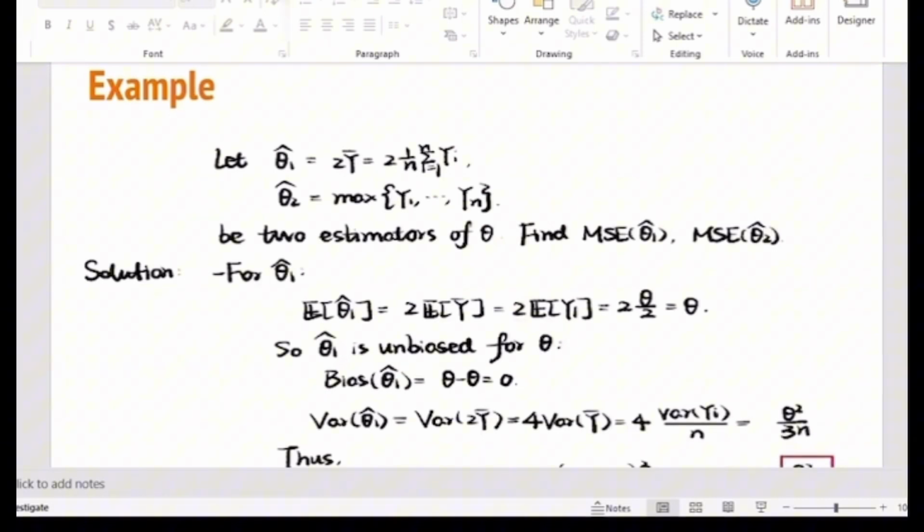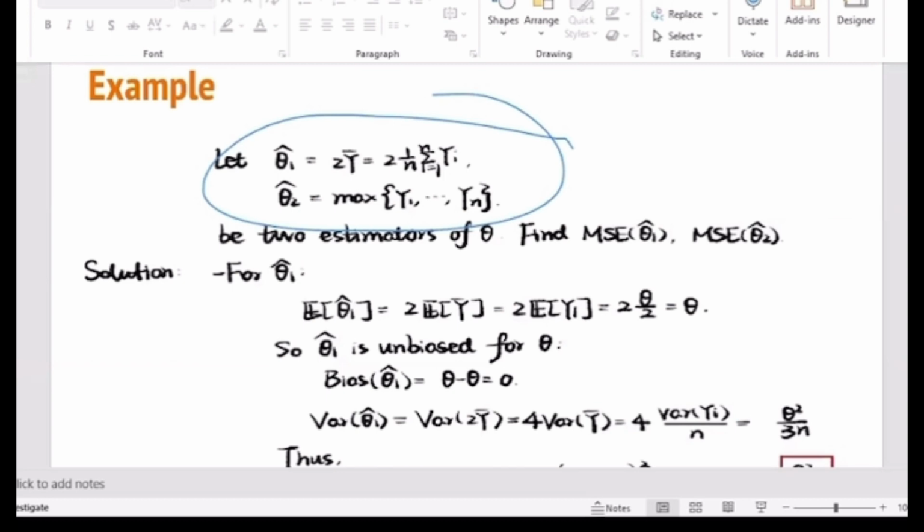Take a look at this. These two estimators were suggested because there could be more than one estimator. An estimator is a method, don't forget, that we use to have a numerical summary of the sample. Now the first estimator suggests, if you want to find the unknown parameter, all you need to do is find the mean of the random variable, then multiply by 2. That is why you see 2y bar. The second estimator says, just get the maximum of the random variable.